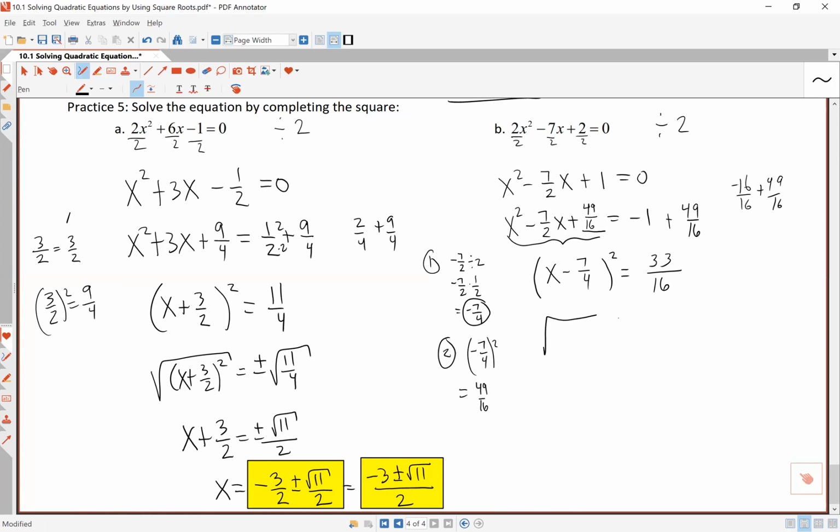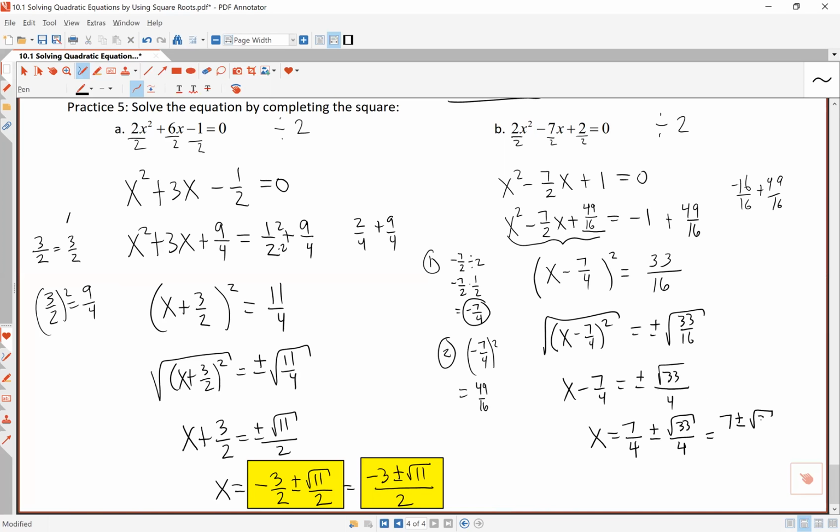Now I take the square root of both sides to get rid of that square and get my x out. And we get x minus 7 fourths, and then we have plus or minus square root of 33 over 4. Solving for x, we add 7 fourths to both sides, which gives us 7 plus or minus square root of 33 over 4.